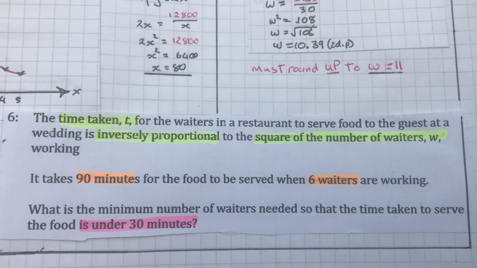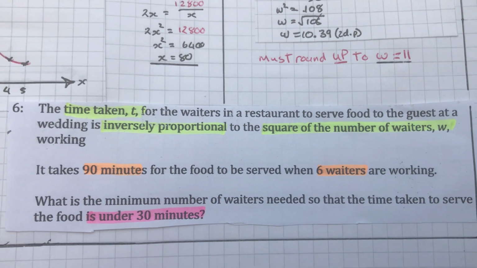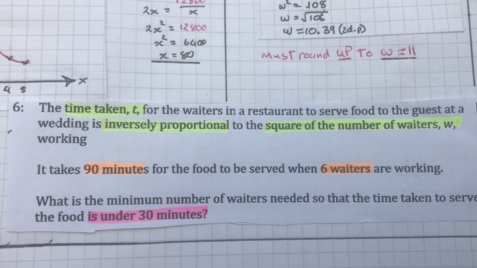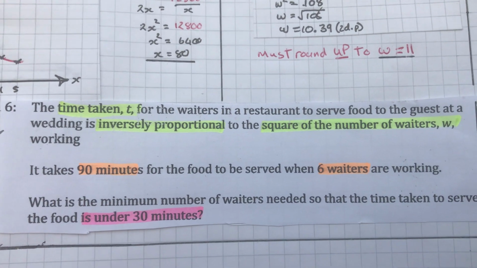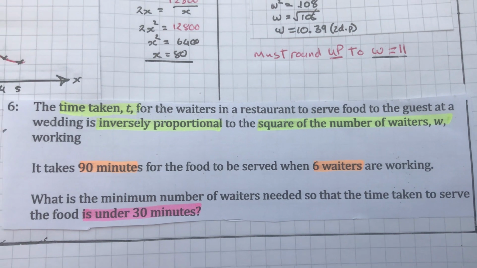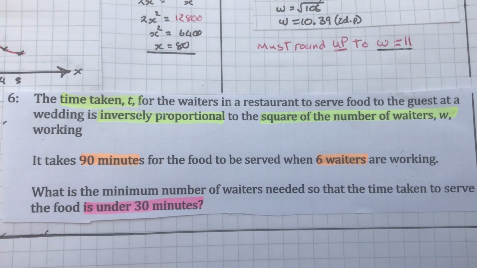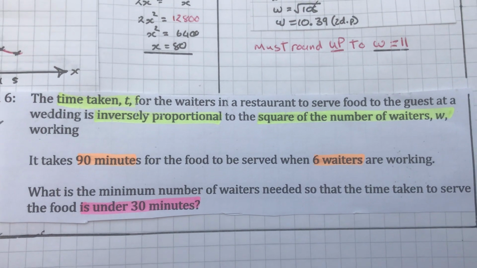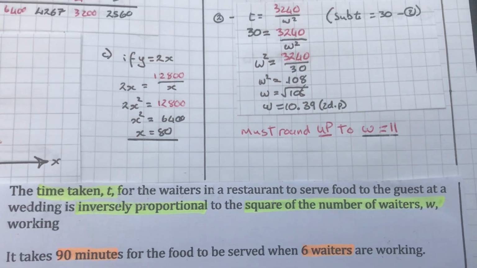Here's a practical problem now. Question 6. The time taken for waiters in a restaurant to serve food to the guests is inversely proportional to the square of the number of waiters. So if you use T for time and W for waiters, if it takes 90 minutes for the food to be served when 6 waiters are working, what's the minimum number of waiters needed so the time taken to serve the food is under 30 minutes?